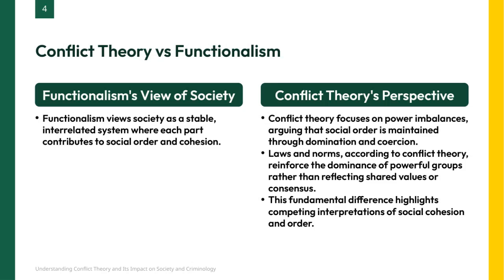When we look at society through the lens of functionalism, we see it as a stable system made up of interconnected parts. Each part plays a specific role, contributing to overall social order and cohesion, almost like organs working together in a body. On the other hand, conflict theory offers a very different perspective. It focuses on power struggles and inequalities, suggesting that what we call social order is actually maintained through domination and coercion. From this viewpoint, laws and social norms aren't about shared values, but are tools used by powerful groups to keep their dominance. This contrast really highlights how these two theories interpret social cohesion and order in fundamentally different ways.